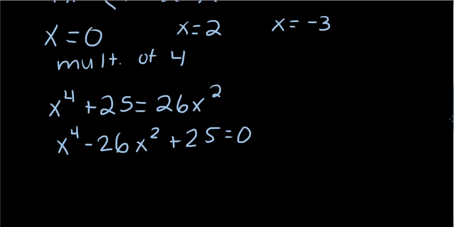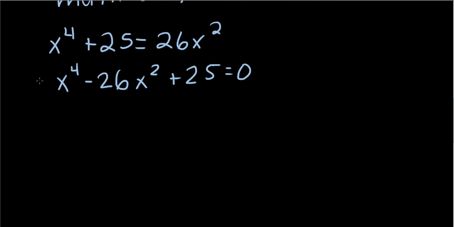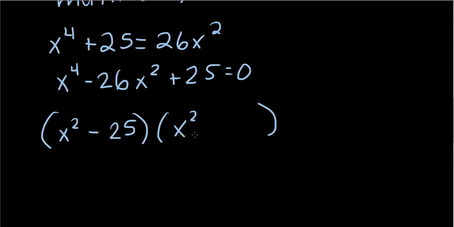So I'm going to factor this. I'm looking for factors of 25. The sum is negative 26. So that means that both factors have to be negative, because negative times negative is going to give me a positive. And both of them are going to start with x squared, because that is the only way that I can have the x to the 4th. So then it's going to be negative 25, negative 1, because negative 25 times negative 1 gives me positive 25, and negative 25 minus 1 gives me negative 26. And we're going to make this equal to 0.